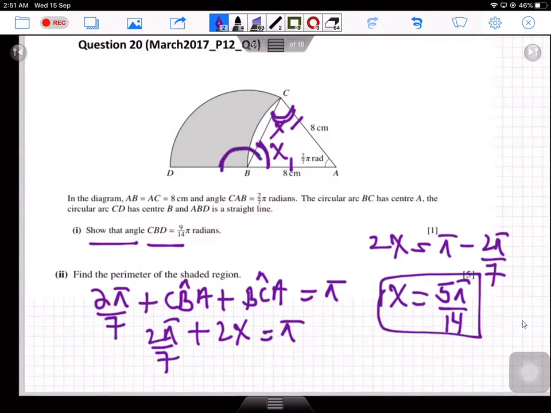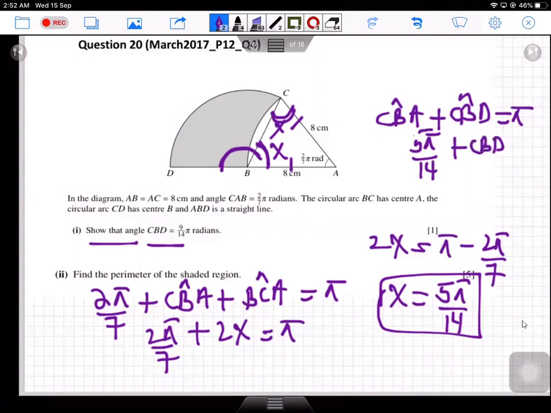And the sum of all angles on a straight line, the supplementary angles, is equal to pi, which is 180 degrees. So angle CBA plus this angle CBD is equal to pi. Therefore, 5 pi over 14 plus angle CBD is equal to pi. Therefore, CBD is equal to pi minus 5 pi over 14, which is 9 pi over 14. This working was just for 1 mark.